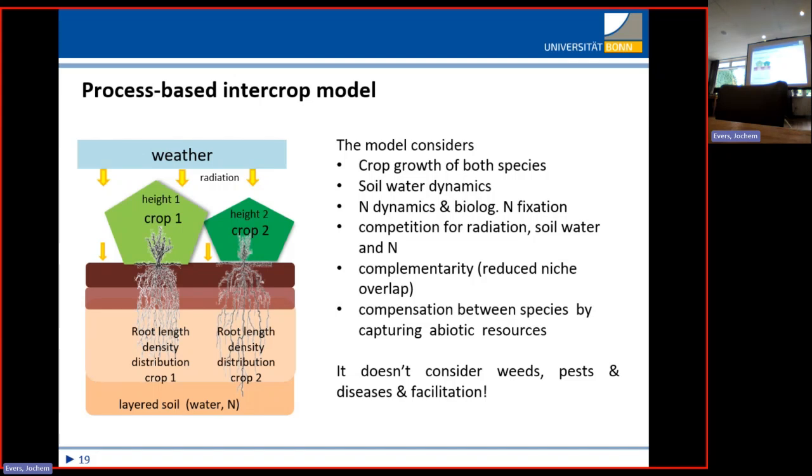So we can simulate complementarity and compensation, but the model does not consider weeds, pests, diseases, and it also does not consider facilitation or exudates. So it definitely has some limitations, but for light, soil water, and soil N, it works quite well.